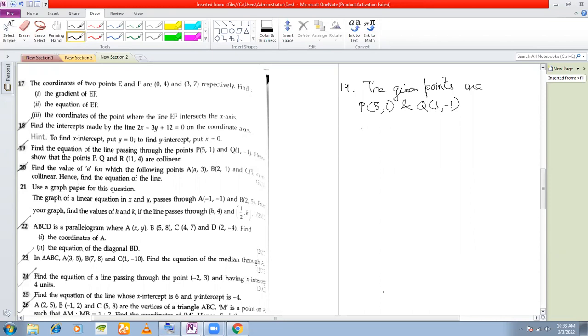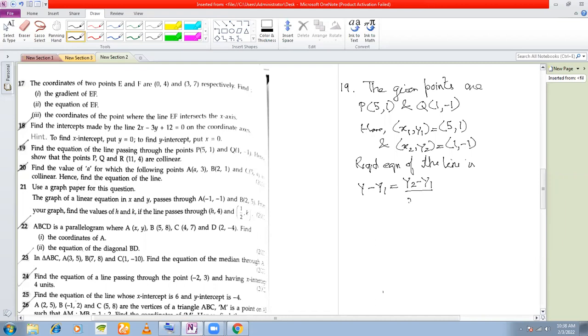So here, let us consider the first point (x1, y1) as (5, 1) and the next point as (x2, y2). If you know two points (x1, y1) and (x2, y2), the required equation of the line by two-point form is, write down the formula first: y minus y1 is equal to (y2 minus y1) by (x2 minus x1) into (x minus x1). Now simply put the values.